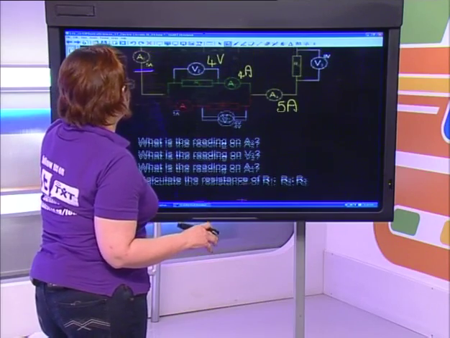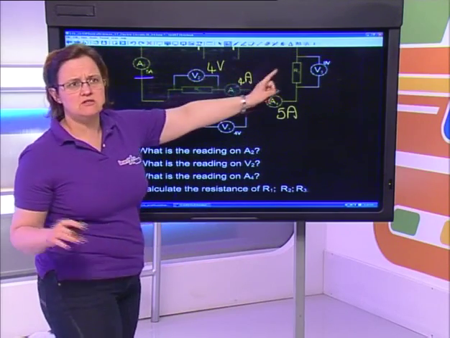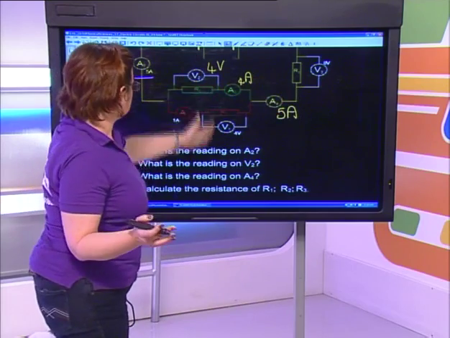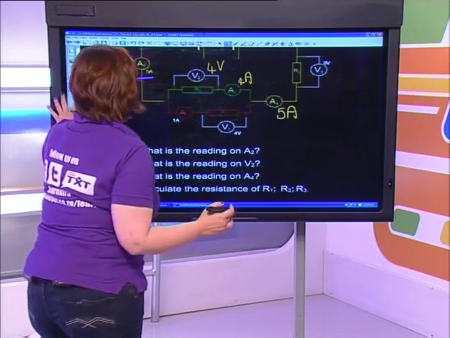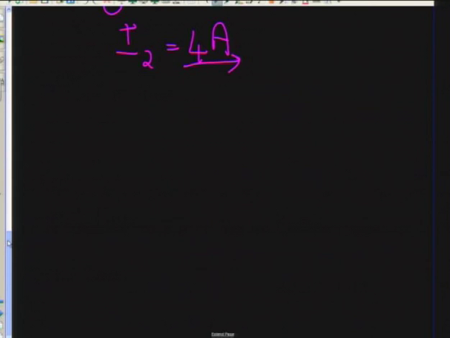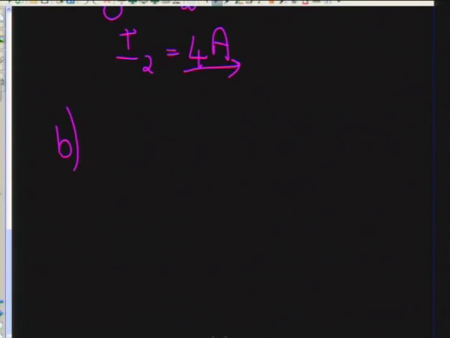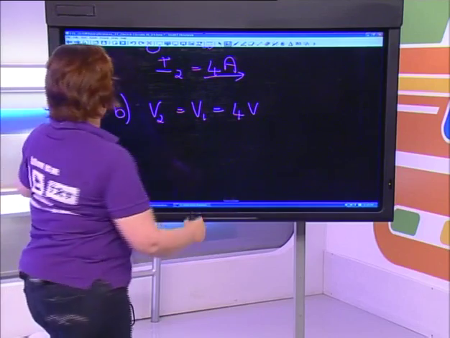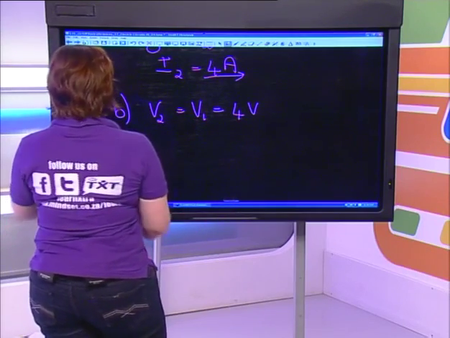Well, we looked and said, look at that, I've already got it. It's 4 volts. Why did we say it was 4 volts? Because it's in parallel with V1. So all we have to do is write it in. V2 equals V1, which equals 4 volts. Nice and easy. We're loving this right now.